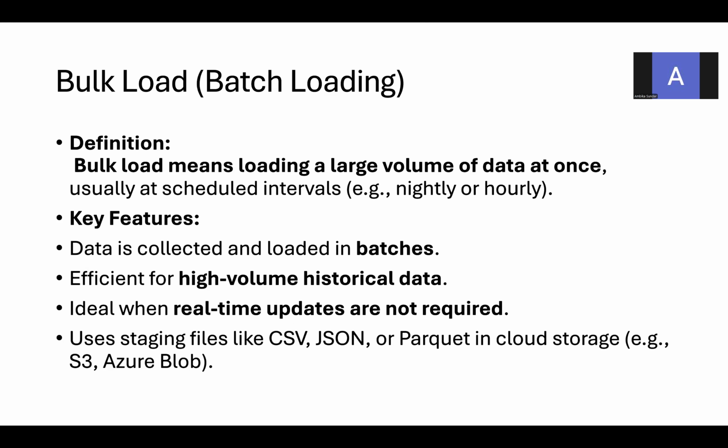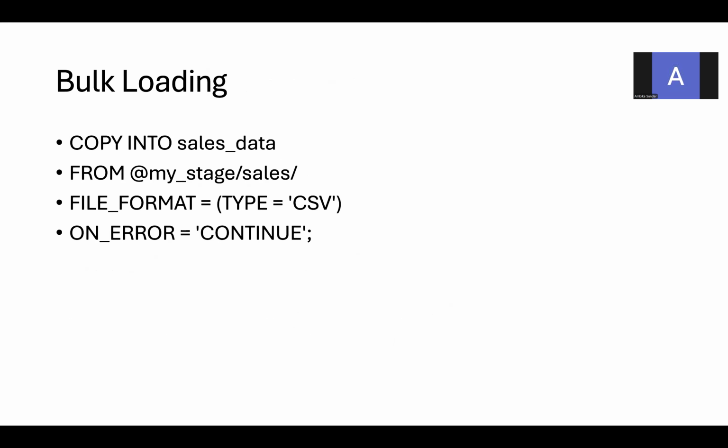Uses staging files like CSV, JSON, or Parquet in cloud storage. Example, S3 or Azure Blob. So you may be taking the source files, CSV, JSON, and Parquet files, from cloud storage like an S3 bucket. This is how batch loading is going to happen.